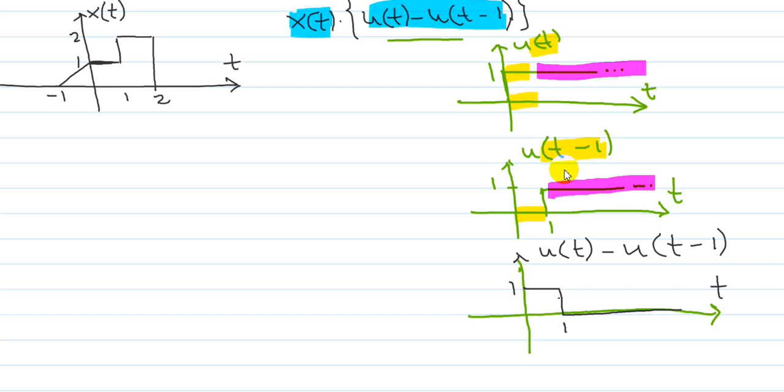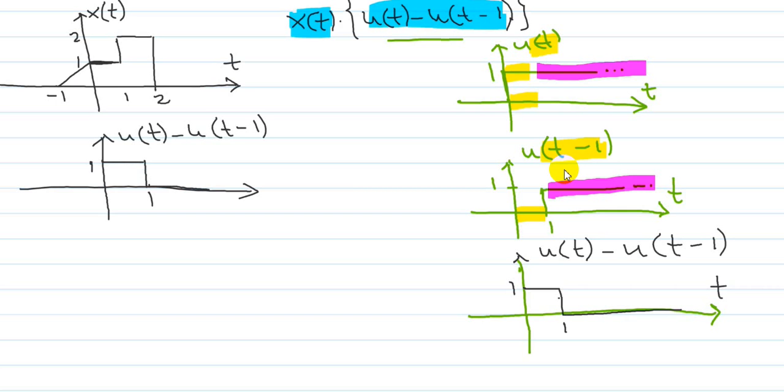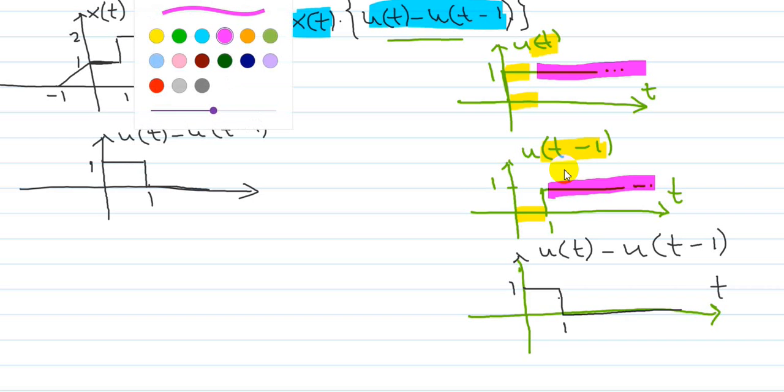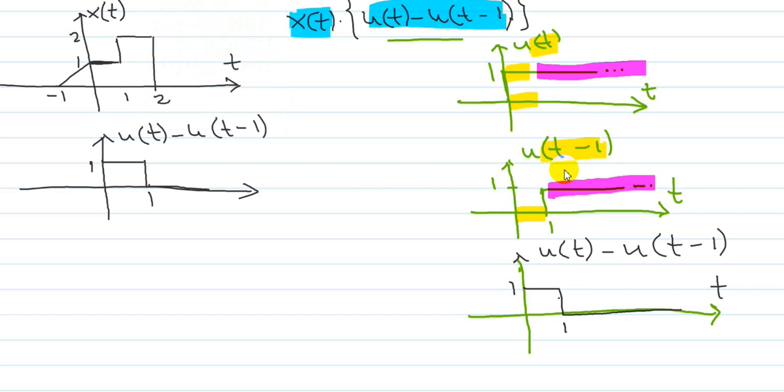Now we will take the signal which we just plotted and draw it here. This is your signal u of t minus u of t minus 1. Now you can do the multiplication. Let's suppose I use another color. Before minus 1, everything is 0, so 0 multiplied by 0 gives me 0.